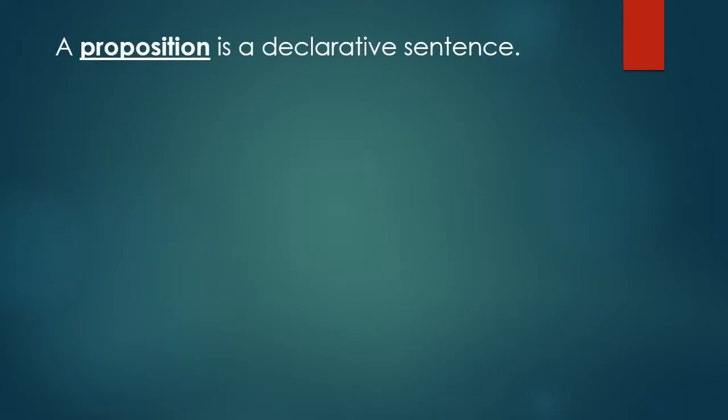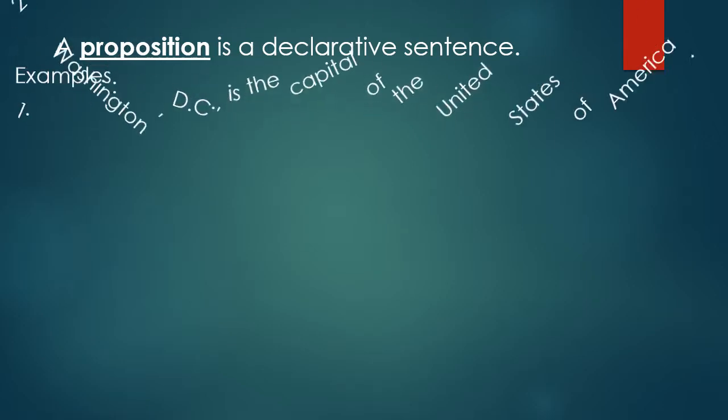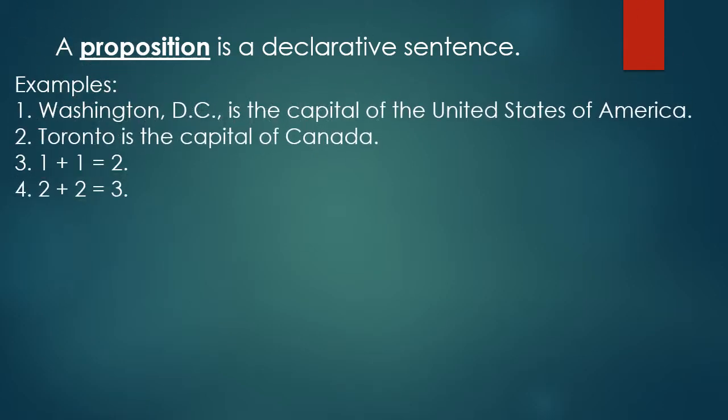Another factor that makes up propositional logic is a proposition. A proposition is a declarative sentence, that is, a sentence that declares a fact, that is either true or false but not both. Consider these examples. Propositions 1 and 3 are true, whereas 2 and 4 are false.